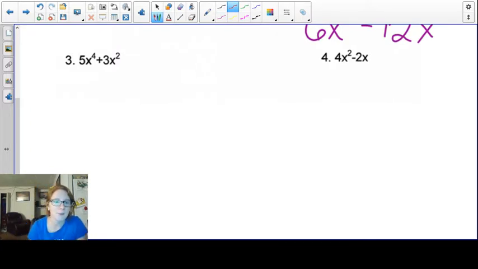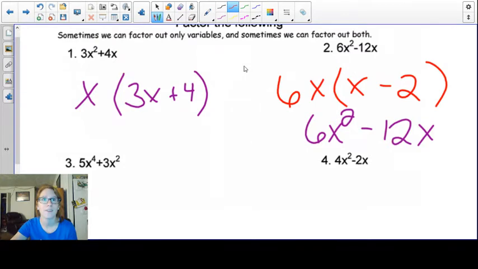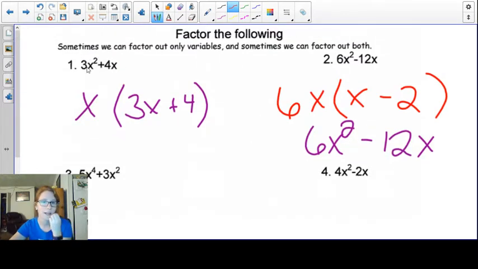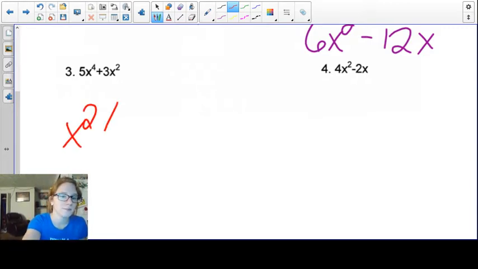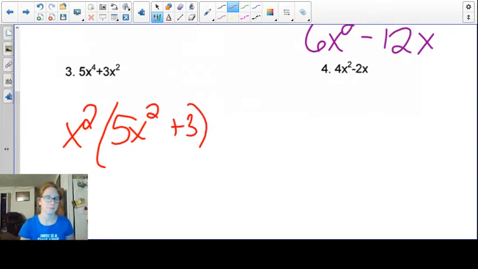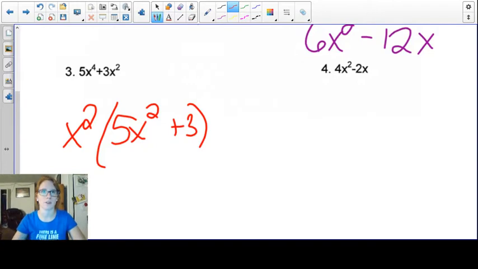Alright, and these two, we want to ask, can we divide out any numbers? No, I got 5 and 3. I can't divide anything out. But I can take out x's. Now, in these first two, we took out just a single x because that's the most I could take out. Once I took out that x, I didn't have any more to work with. But in number 3, my smallest amount of x's is 2 of them. So I'm going to take them out. When I take out x squared, I'm left with 5x squared plus 3. My screen's bouncing like that. Here we go.